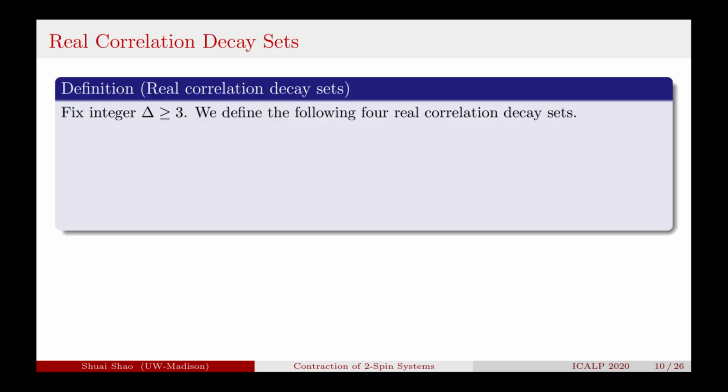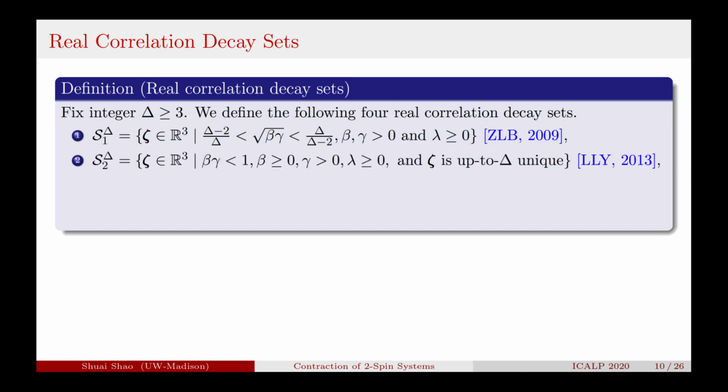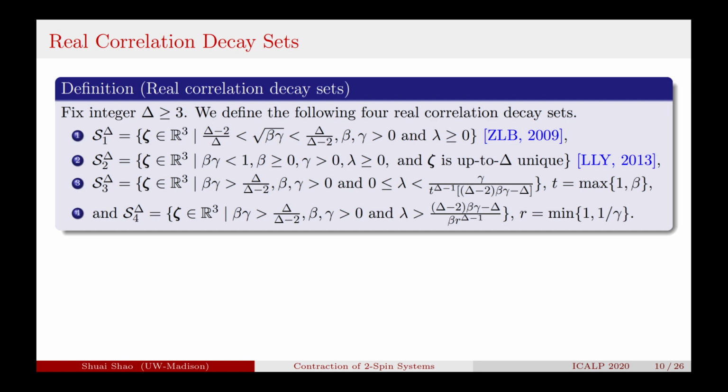We also give some sets of real parameters that satisfy the real contraction. So we define the following four real correlation decay sets. The set S1 is obtained by Zhang, Liang, and Bai. The set S2 is obtained by Li, Lu, and Yin. The sets S3 and S4 are obtained in our paper, and we show that for any real parameter in one of these four sets, there exists a complex neighborhood of the parameter such that the partition function is zero-free in this complex neighborhood, and the correlation decay exists for this complex neighborhood.